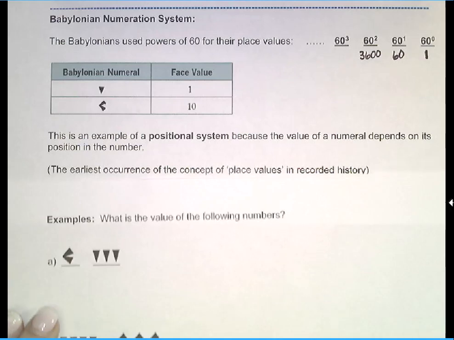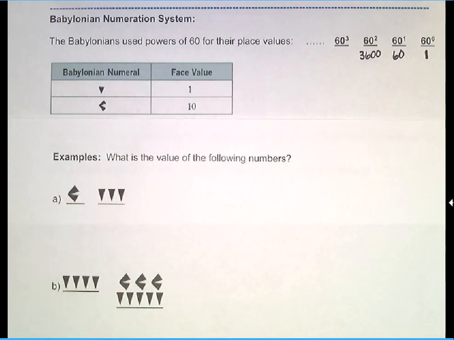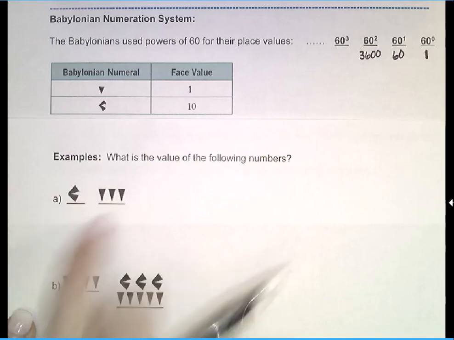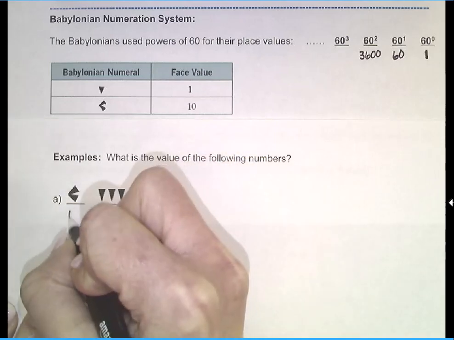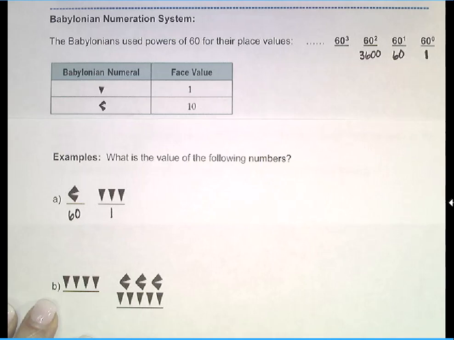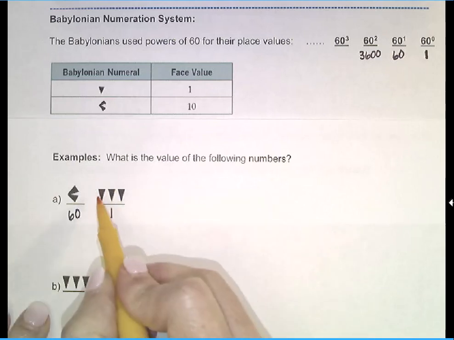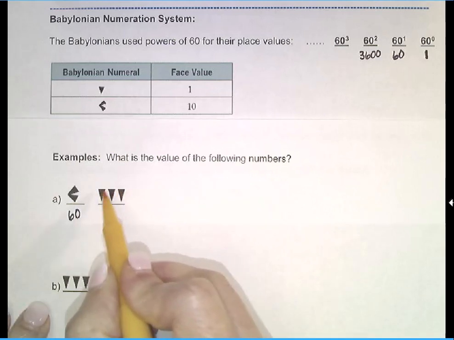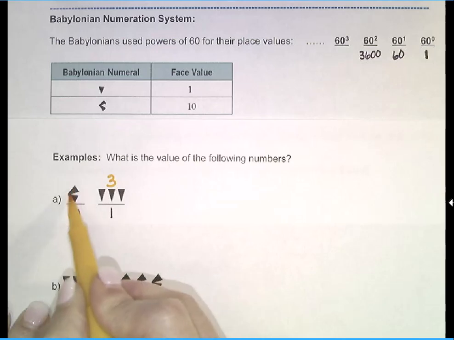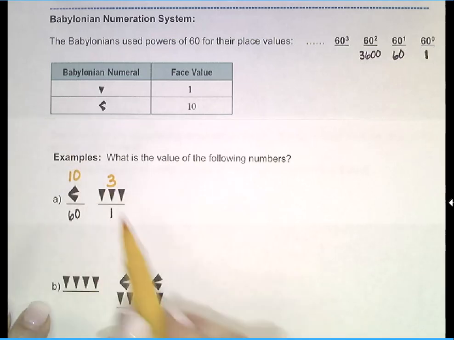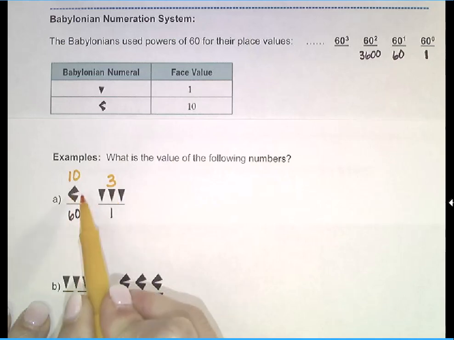So let me show you how we read Babylonian numbers first, and then we'll talk about how you create them. I think it's easier to learn how to read them first. So it says, what's the value of the following numbers? Well, the first thing we want to consider is how many digits are present, and there's 2 digits. This is your ones place, and this is your 60s place. Then you want to look at the amount being represented in each place value. With the 3 little triangles here, that amount is 3. 1, 2, 3, because the little triangles are 1. And this amount is worth 10. So what they're saying is we have 3 of these and 10 of these.